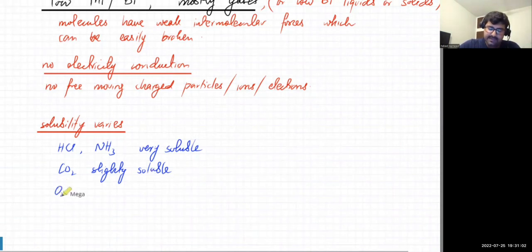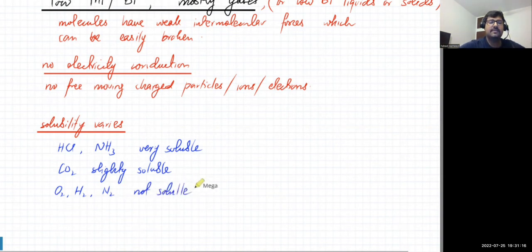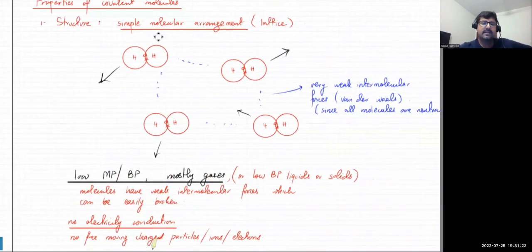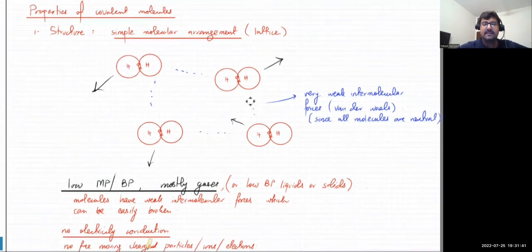Then you've got other gases like O2, H2 and N2, these are not soluble. So that sums up what covalent bonding is all about. Just remember this is how a covalent molecule looks. Neutral, uncharged molecules, since they're neutral, they don't attract each other. So they're just freely, randomly moving around. That's what liquid water is. That's what gases around you are. Oxygen gas, nitrogen gas, hydrogen gas, they're all just freely moving around.